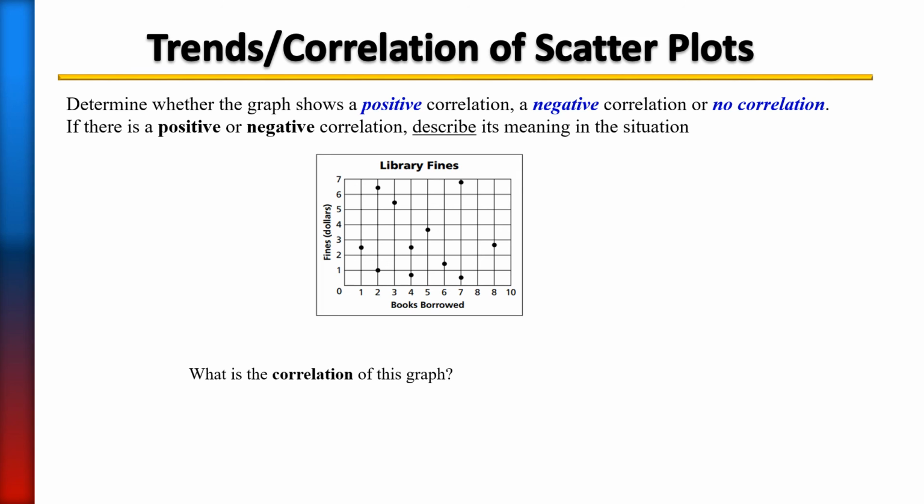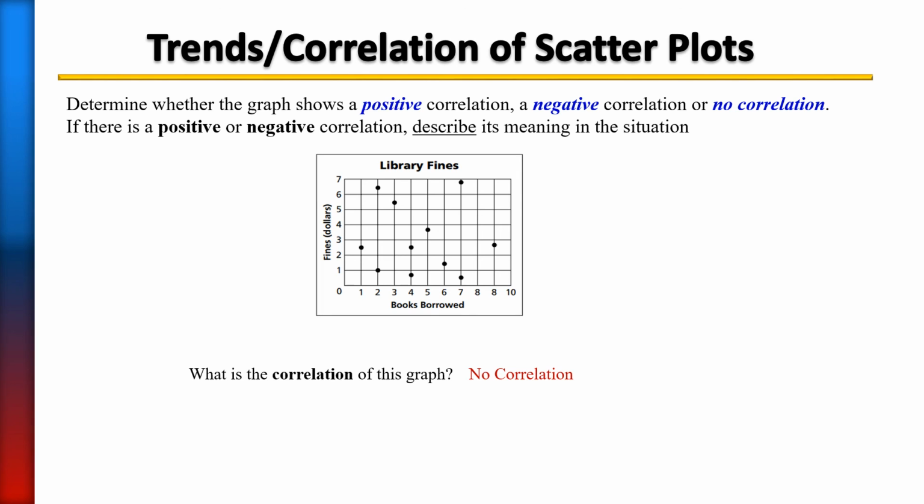Neither is there a negative correlation that we can determine. Because they're scattered, there is no correlation between the relationship of the number of books that you borrow versus the fines that you have. So first of all, what kind of correlation here? There's no correlation or no relationship between these two variables.